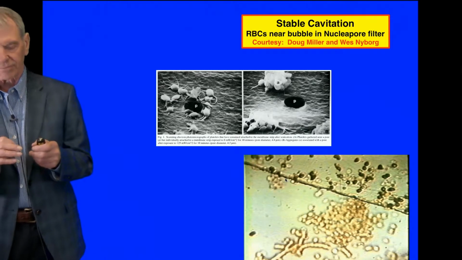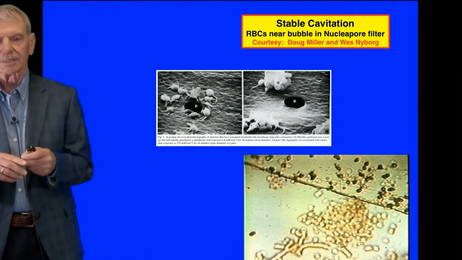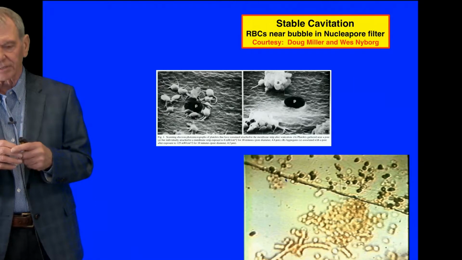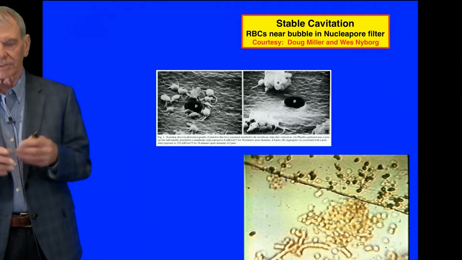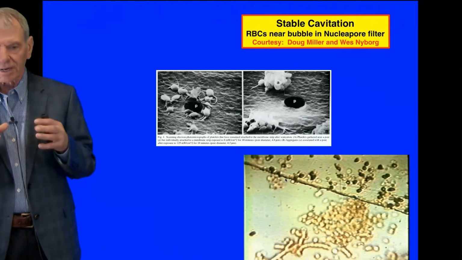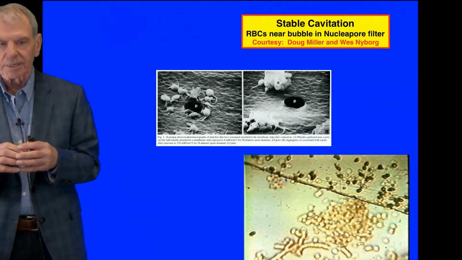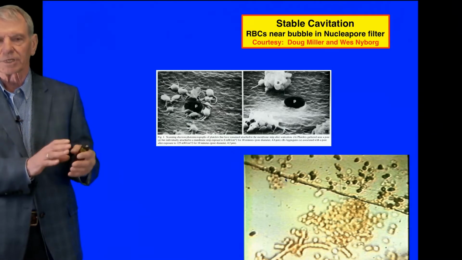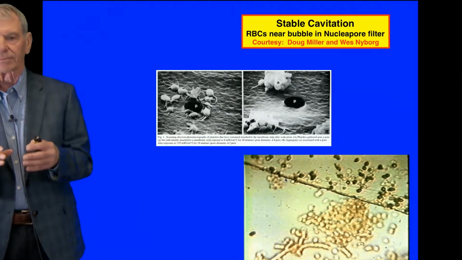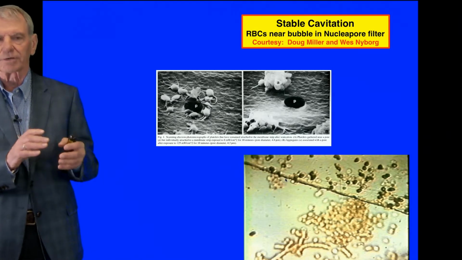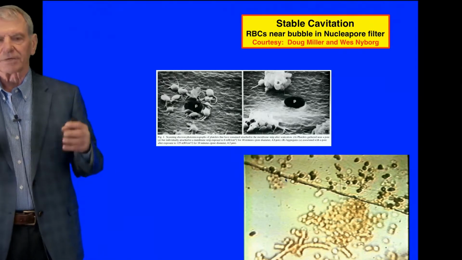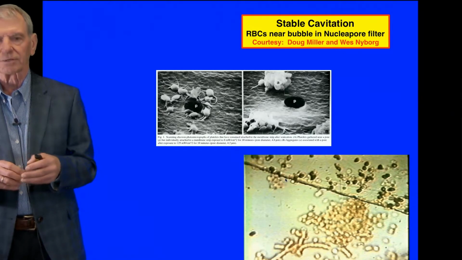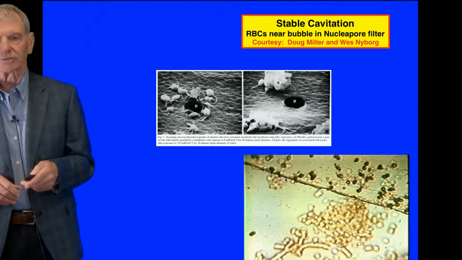When we have this bubble collapsing, it can collapse with such violence that it destroys itself in one cycle. Or it can collapse a lot less violently, and the integrity of the bubble remains from cycle to cycle. If the integrity of the bubble remains from cycle to cycle, we call that stable cavitation. If it destroys itself in one cycle, we call that inertial cavitation.